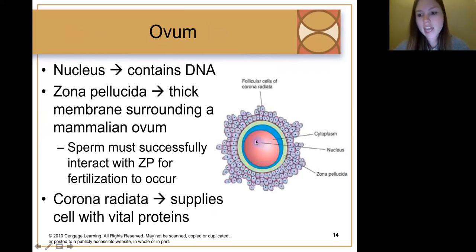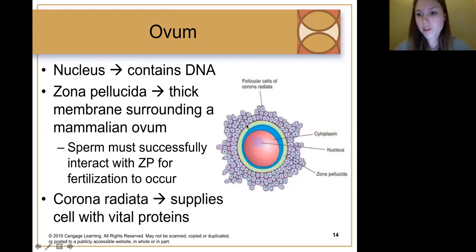So it has the DNA, just like the DNA is contained in the head of the sperm. And then you have a thick membrane that surrounds the mammalian egg, and that's called the zona pellucida, which I always kind of thought was a cool word when I took repro. It's kind of a fun word to say. So, at least for me, because I'm a nerd. So sperm must successfully interact with the zona pellucida in order for fertilization to occur.